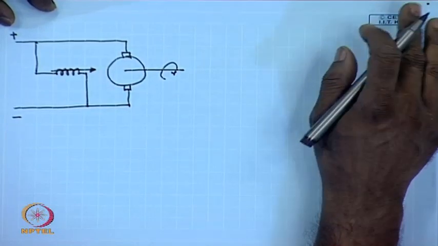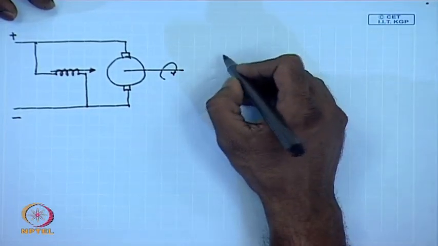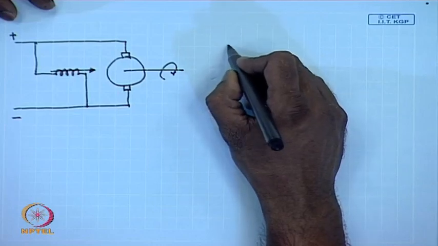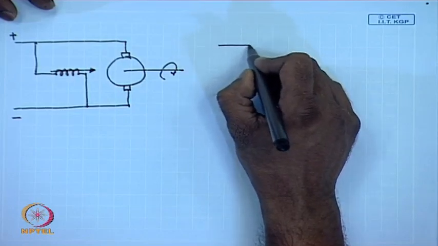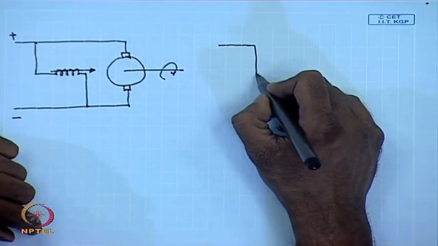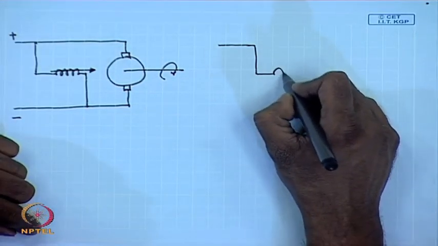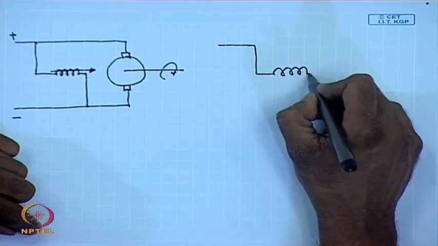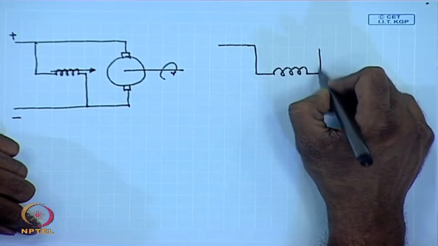Today we will discuss the characteristics of a DC series motor. As we know, as the name suggests, in a series motor the field winding is connected in series with the armature.